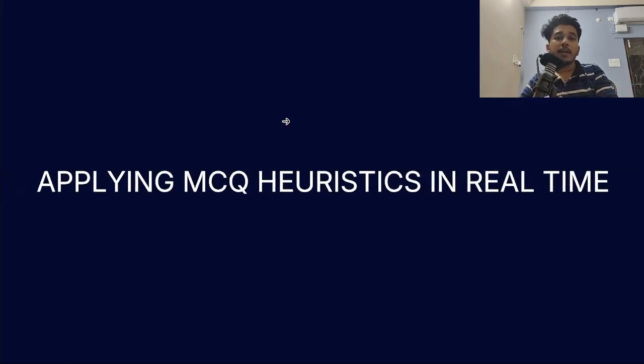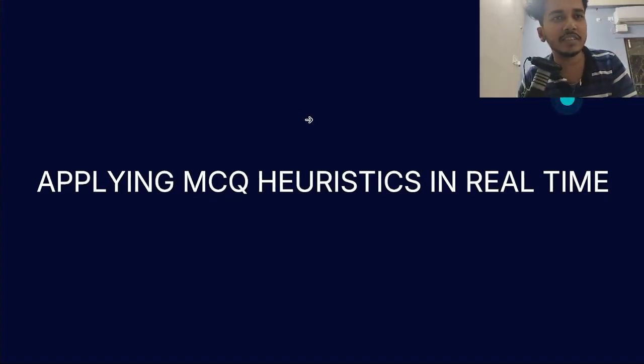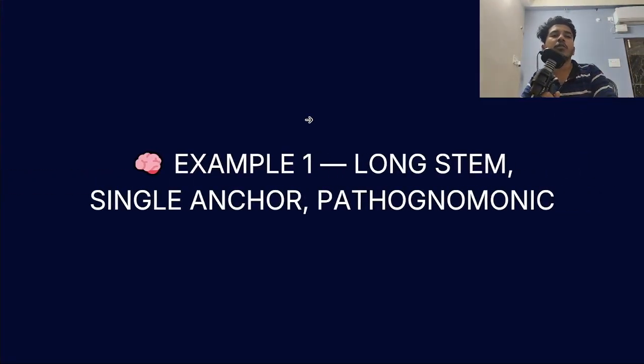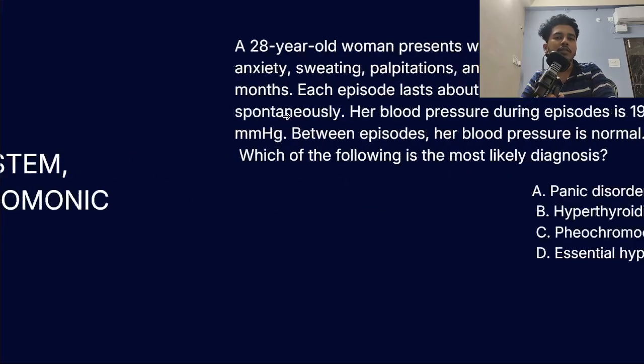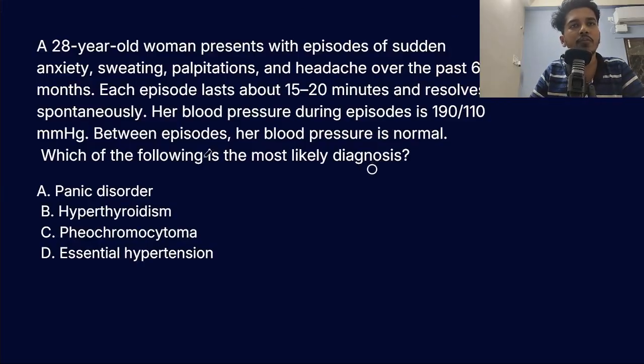Now we'll try to do some sample questions, because why not, and apply the heuristics that we talked about. This is going to be an example where we'll have a long stem and a single anchor, and we're going to look at the pathognomonic sign. Let's start with the last option, and this is going to be the only time that I'll use a pen on this presentation.